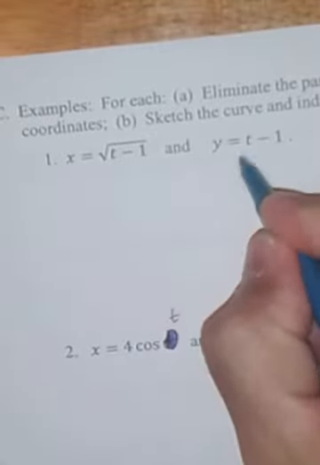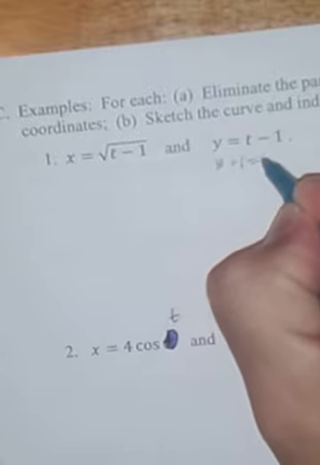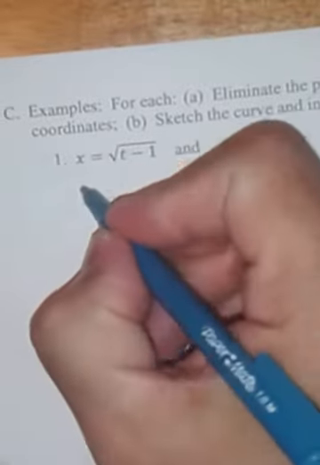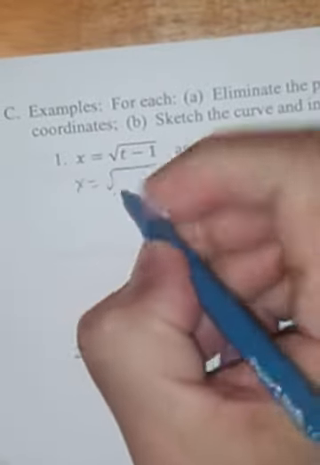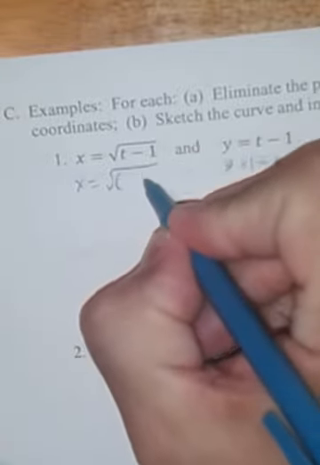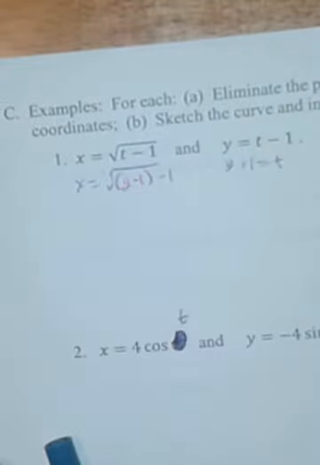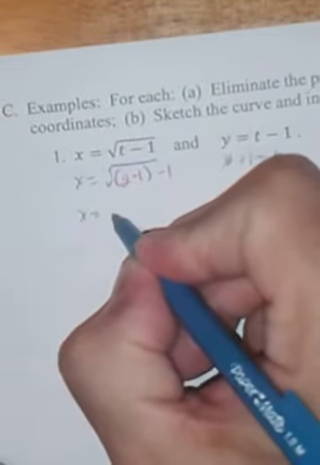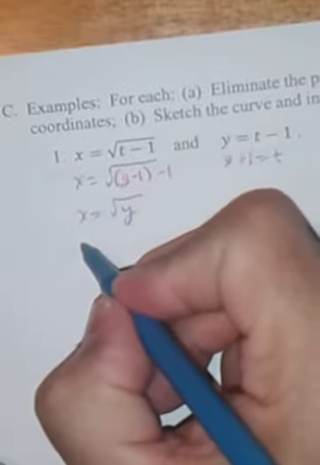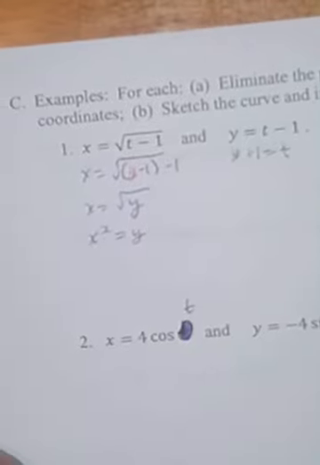It would be harder to solve for t on this one, although I can. But I'm going to start over here. I'm going to solve for t, so this will be y plus 1 equals t. And then that y plus 1 for t, I'm going to replace it in the other equation. So this will be x equals the square root of t, where t is y plus 1, and then minus 1. And so that'll be x equals the square root of y. And if I square both sides, I get something that's a little bit more familiar: x squared equals y.